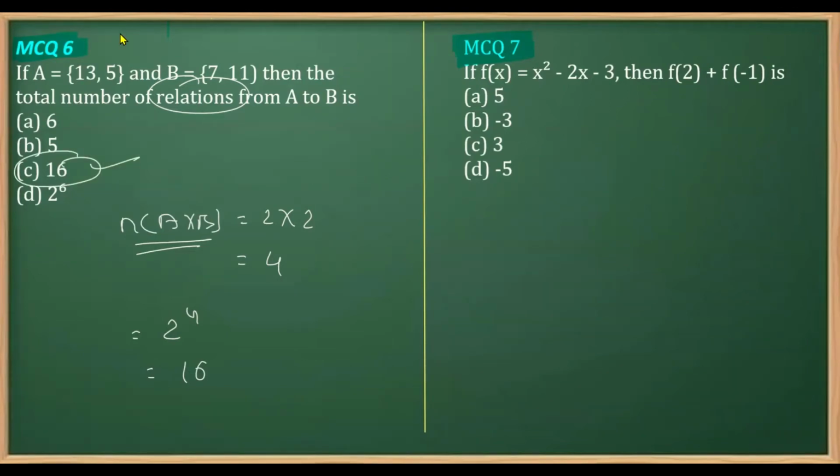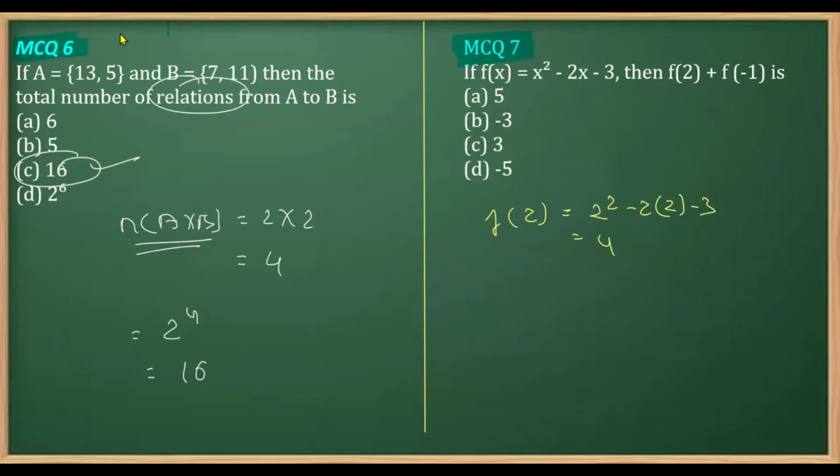Now check for the next one. Here f(x) is given as this, and we have to find f(2) plus f(minus 1). Very simple. First we'll get f(2). That means replacing x, wherever there is x, with 2. So it's going to be 2 square minus 2 times x, which is 2 times 2 here, minus 3.